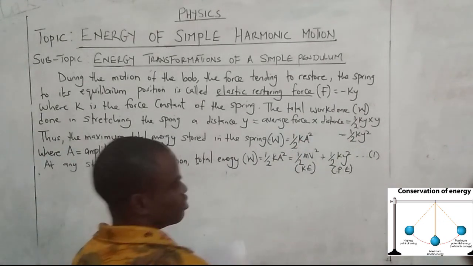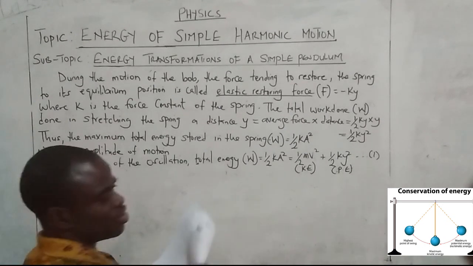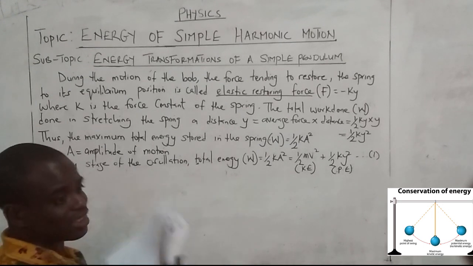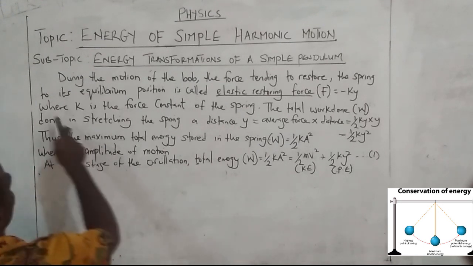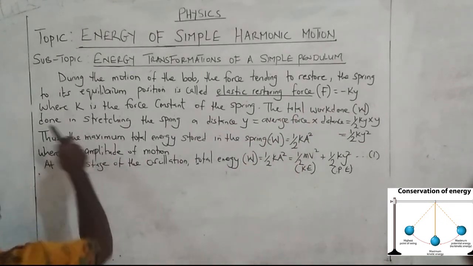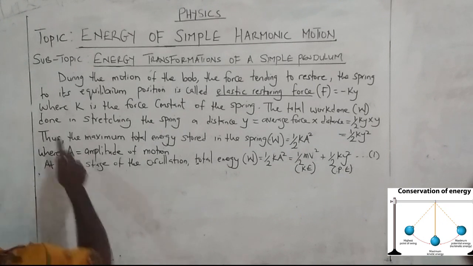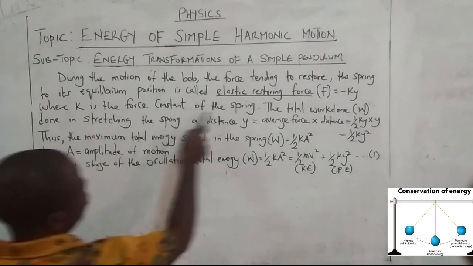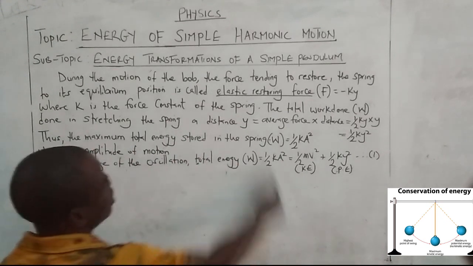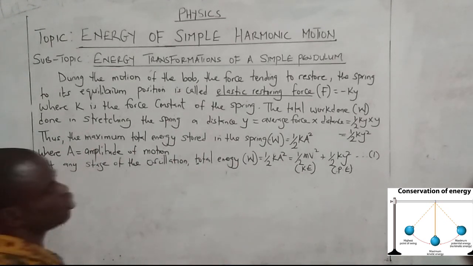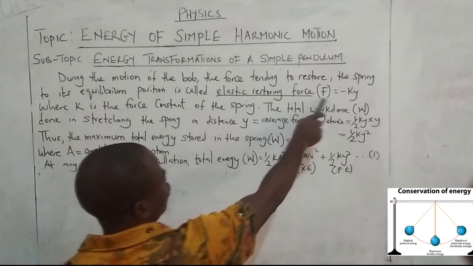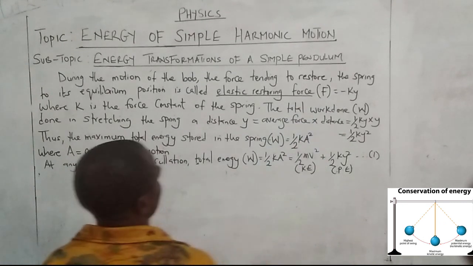y is the distance of the elasticity. When you strain the string, the distance of the elasticity, it becomes elastic because of stretching. Now, just know that force equals ky, the elastic restoring force, which restores it back to its normal position. Where k is the force constant of the spring, the total work done, W, in stretching the spring a distance y is the average force times distance. I told you that the elastic restoring force is ky.